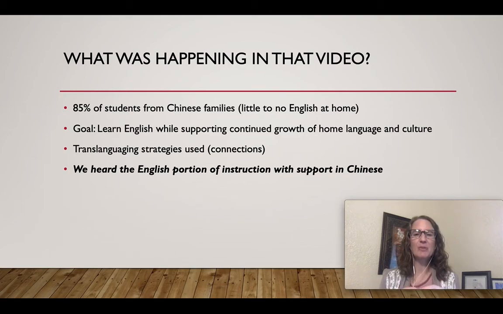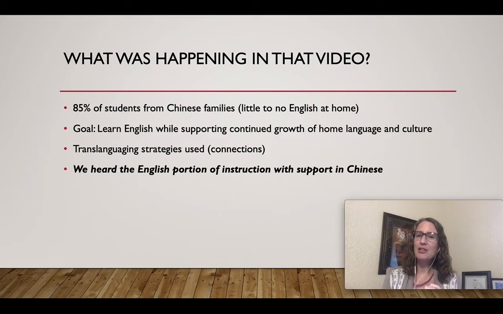We saw connections being made between the two languages, and so that was an important thing to have noticed in that video. It was important to note that we definitely heard the English portion of instruction in this classroom. We heard some support from Chinese, but I want to note that a lot of you made the connection that you think that this was a developmental bilingual education classroom, a DBE.